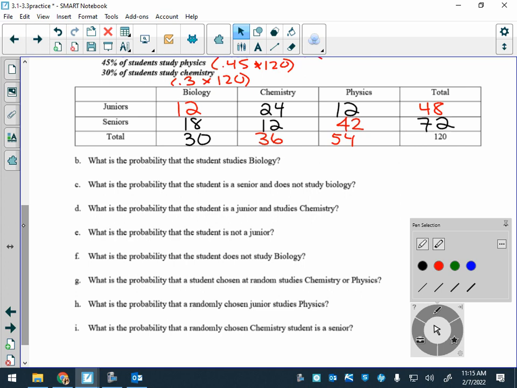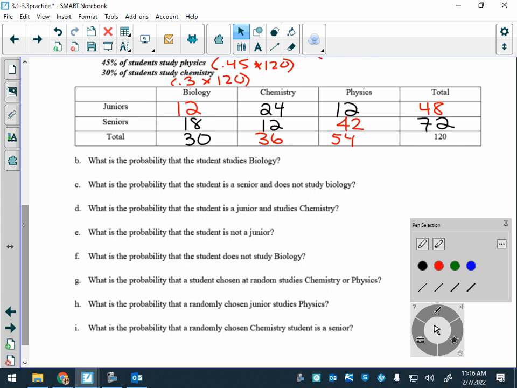Okay. Then E, what is the probability that a student is not a junior? Okay, so it's the seniors. 72 out of 120, which is 3/5. That is correct. Okay. Then for F, what is the probability that a student does not study biology? So again, your denominator is 120. Does not study bio is chem and physics, which is 90 out of 120, which is 3/4.